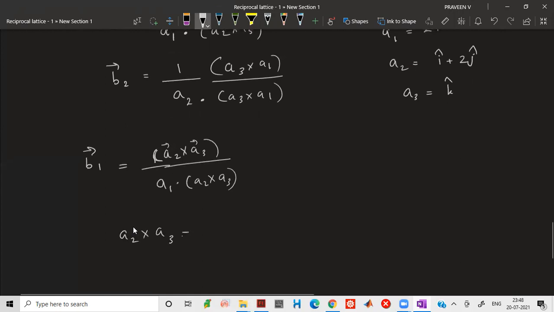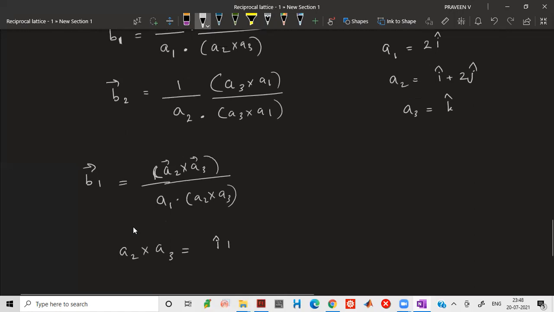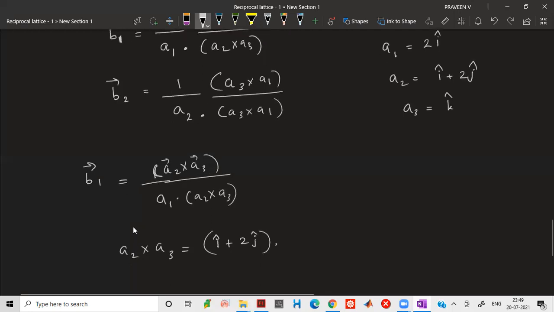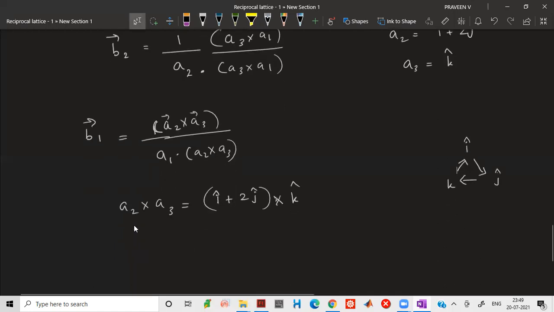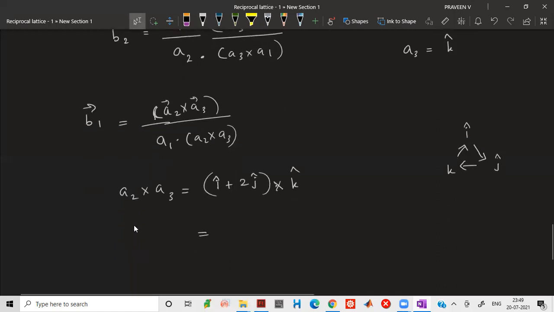What is a2 cross a3? a2 is i plus 2j, and a3 is k cap. For finding the cross product, you can use this simple picture i, j, k, this triangle. From this picture, we can see that i cross j is k, k cross i is j, and if we move in the reverse direction, that is i cross k, that will be minus j. So here we have i cross j, i cross j is k, plus j cross k. j cross k is i.